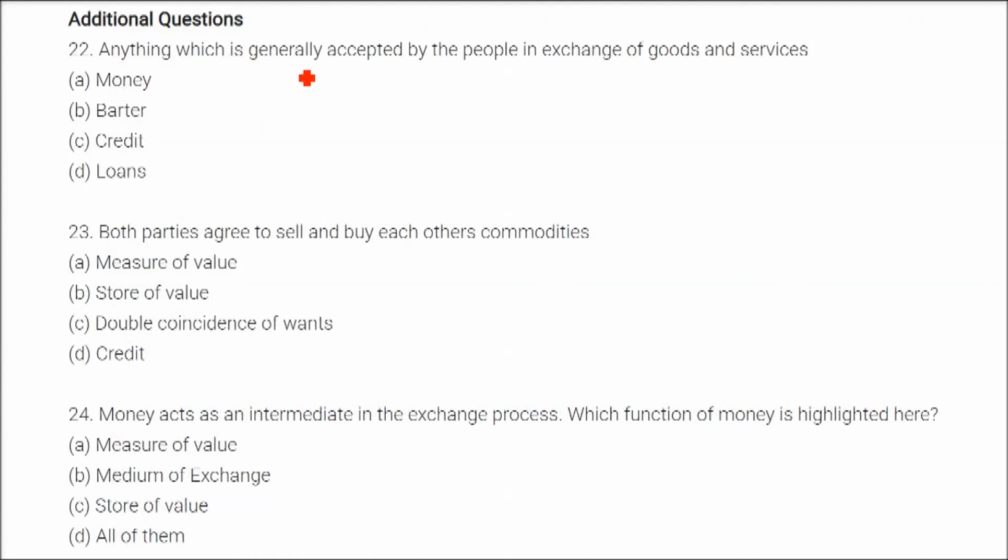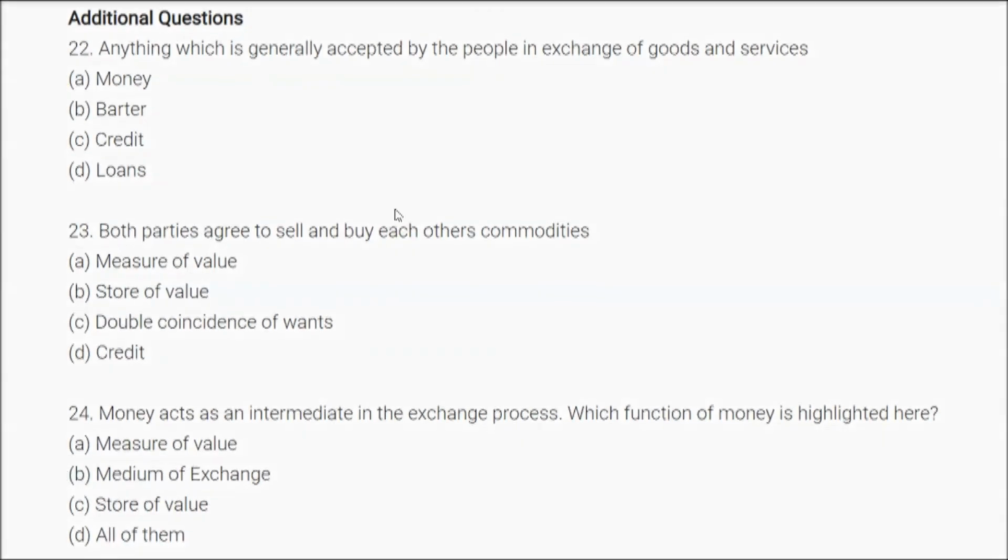Anything which is generally accepted by people in exchange for goods and services, and the answer is money. Both parties agree to sell and buy each other's commodities. This is the 23rd, which is double coincidence of wants. Actually, this is the barter system only. Money acts as an intermediary in the exchange process. Which function of money is highlighted here? It is a medium of exchange.